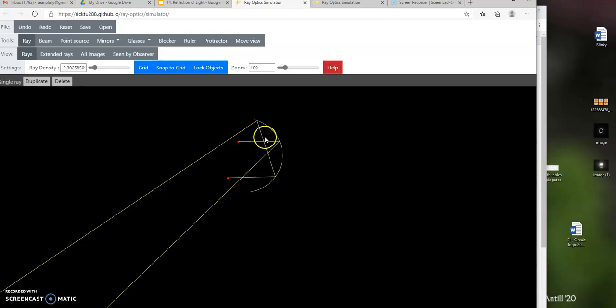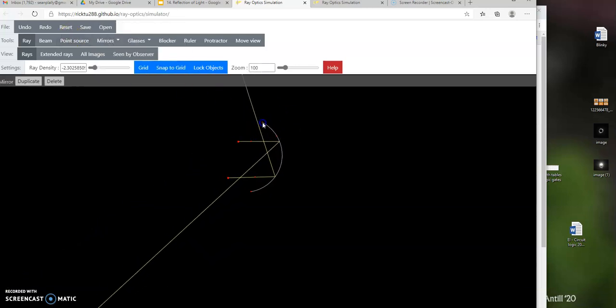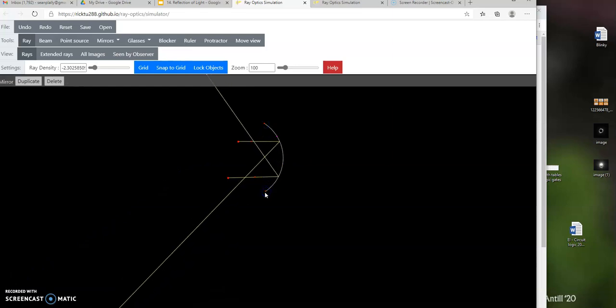Most mirrors aren't like that. Most curved mirrors would have just the inner third of this, so you don't get that sort of effect going on right here. So, maybe I could clean that up just a little bit. There it is. Okay, that's a little bit better. All right, so there you have it.